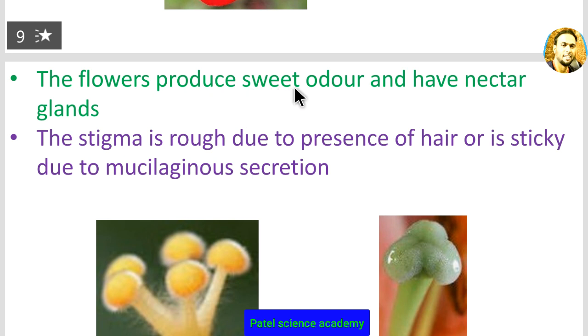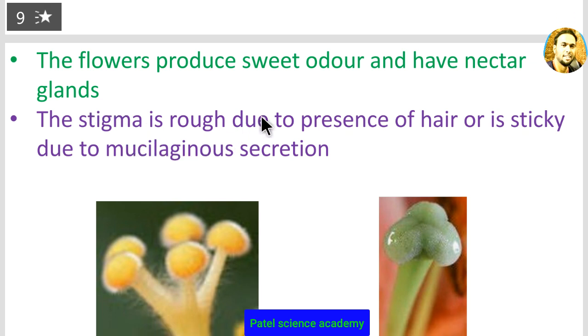The flowers produce sweet odor and have nectar glands. In the flower there should be odor to attract the insect, and they should have the nectar, the juice for attracting the insect, so that they can come in the greed of this nectar towards this flower by getting the sweet odor. So flower should produce sweet odor and have nectar glands.